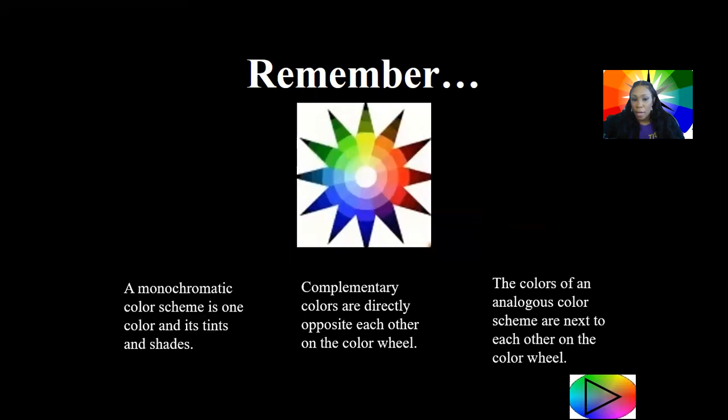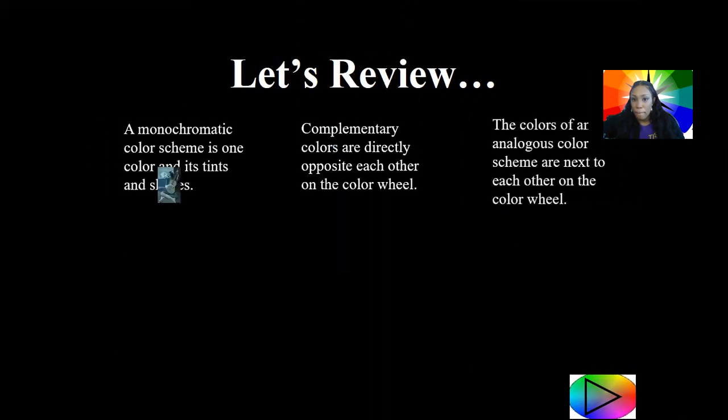And these are some notes that you can take. A monochromatic color scheme is a color that has tints and shades. Complementary is directly opposite of each other on the color wheel. And the analogous color scheme is next to each other on the color wheel, okay?